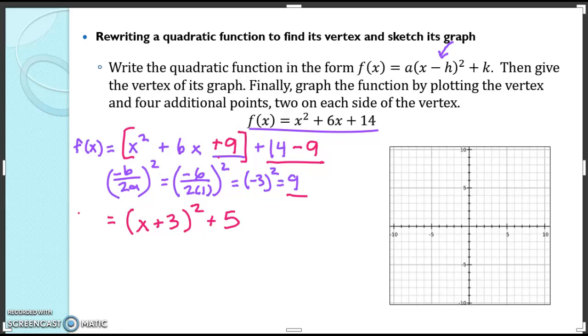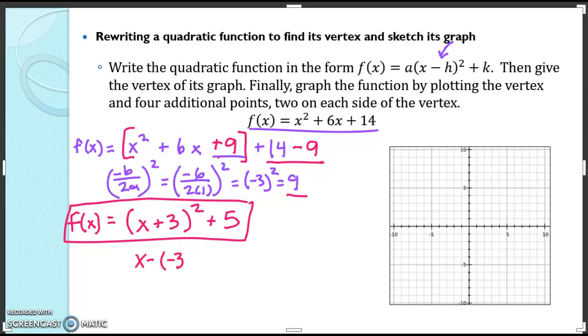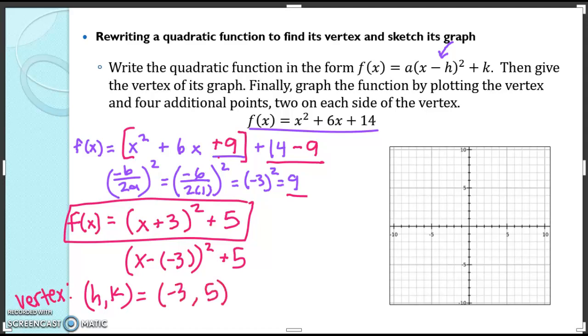So this is my function written in vertex form. But what is my vertex? Remember, I need x minus h, but I had a plus, so it becomes x minus negative 3 squared plus k. So my vertex h, k is at x is negative 3 and y is 5. So my vertex is at negative 3 and a positive 5.